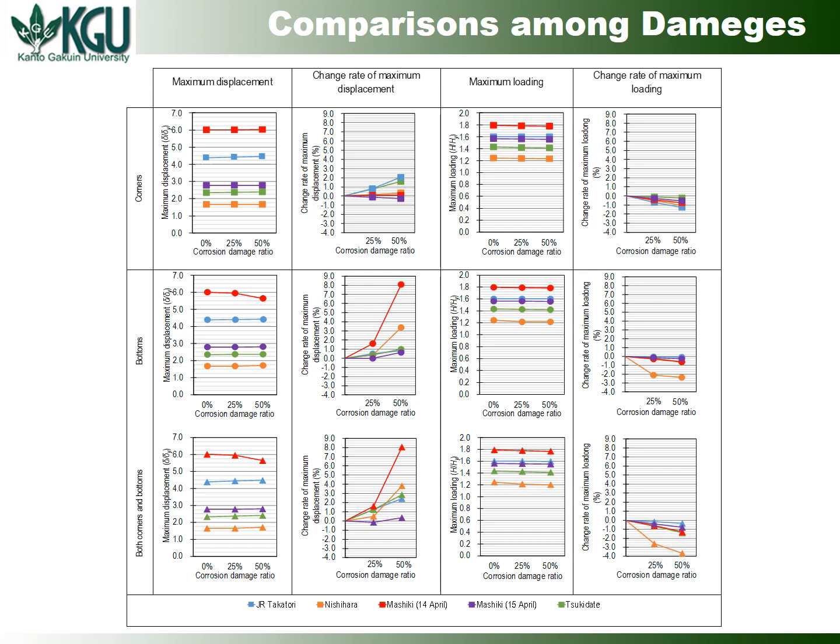One of the reasons for the results may be the relationship between the change in the natural period of the analytical model due to corrosion damage and the dominant period of the Machimachi-Miyazono April 14th record.